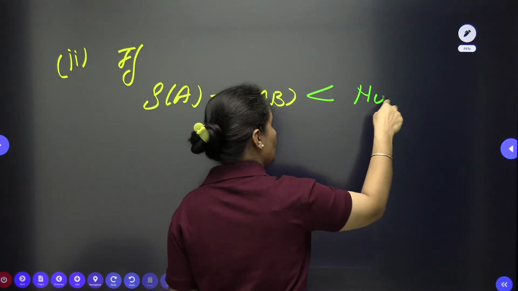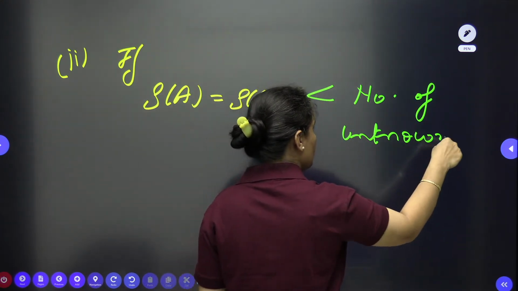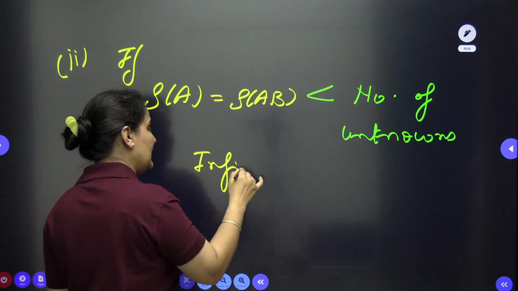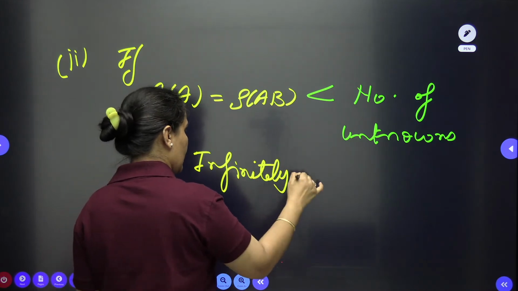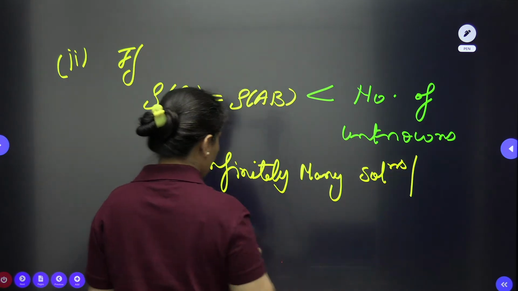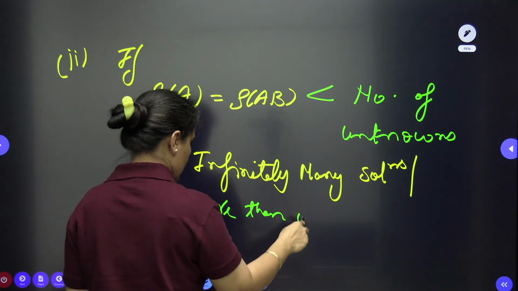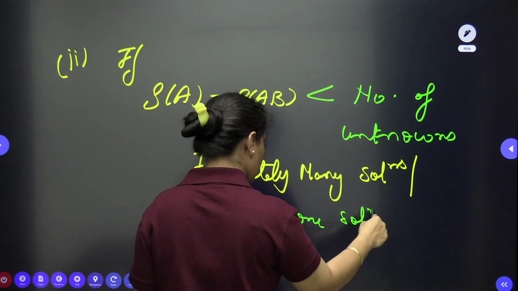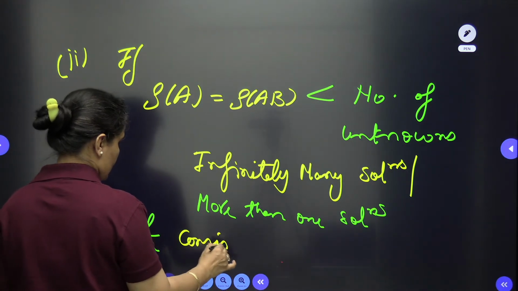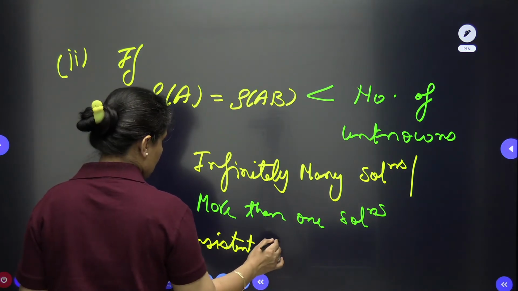Suppose in the second case, the rank of matrix A equals the rank of matrix AB, but it is less than the number of unknowns. Then in this case my system will have infinitely many solutions, or we can say more than one solution, and the system will be consistent because it is having at least one solution.